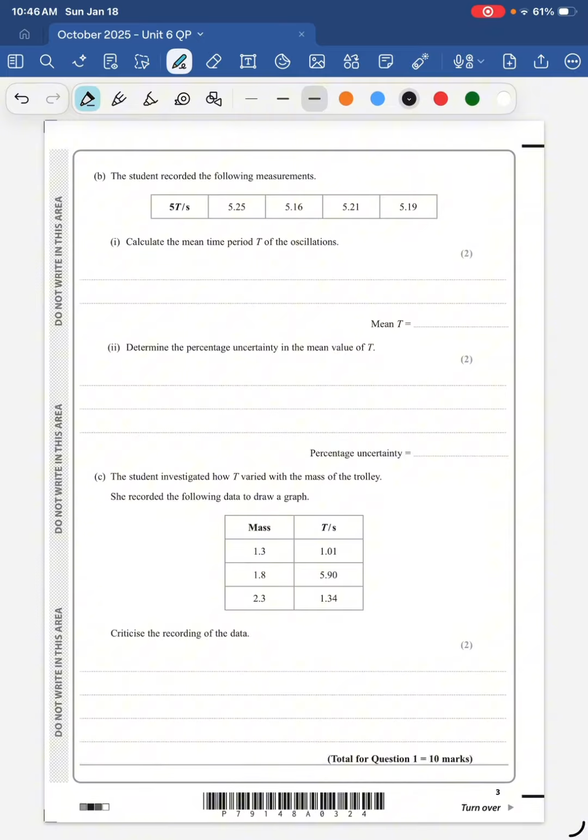So, okay, how many measurements do we have? Wait, now I'm confused. What do they mean? They mean the period for one oscillation. Okay, so first we have to average the time for 5 oscillations. So 5t average would be 5.25 plus 5.16 plus 5.21 plus 5.19 over 4, right? Because we have 4 measurements.